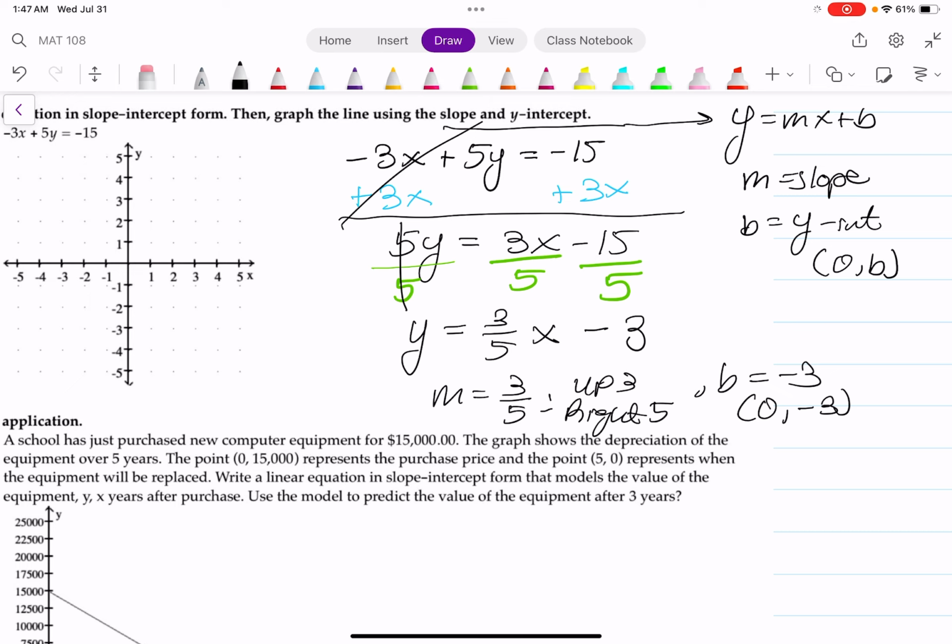We're going to plot that y-intercept first, that coordinate of (0, -3) on the y-axis. And then to find the next point, we're going to move up 3 units, right 5 units. So here at the point of (5, 0). And then we can sketch that line. I tried my best. And there you go. That's the line of negative 3x plus 5y equals negative 15. Yep, we did a good job. I like this question.